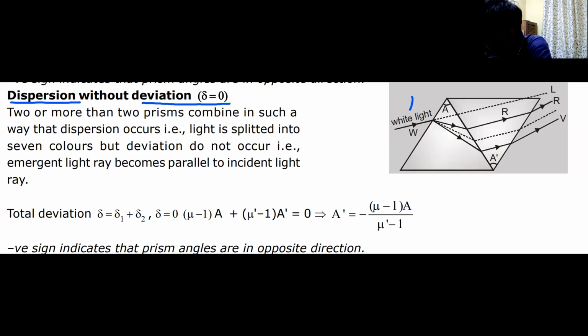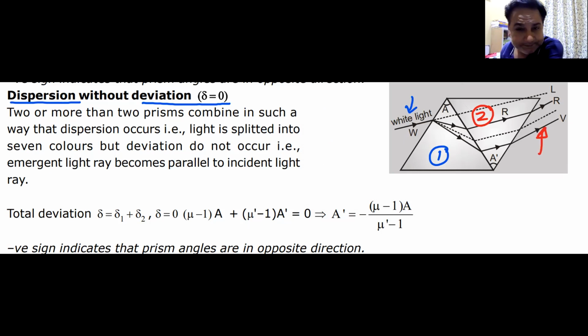As you can see here, white light is incident. This is prism number 1. The red one is prism number 2. Again, one prism is erect. The other prism A dash is inverted. What do you see? White light is coming out, but it is getting split. So dispersion is there, theta dispersion is not equal to 0. But the mean deviation is equal to 0. Do we understand this? Yes or no?